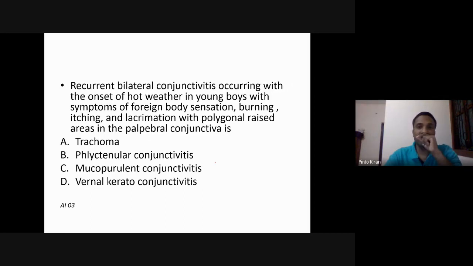Recurrent bilateral conjunctivitis occurring with the onset of hot weather in young boys with the symptoms of foreign body sensation, burning, itching, lacrimation with polygonal raised areas in the palpebral conjunctiva is: trachoma, phlyctenular conjunctivitis, mucopurulent conjunctivitis, or vernal keratoconjunctivitis. Again, with the history, and if you know the theory part, the answer is vernal conjunctivitis.